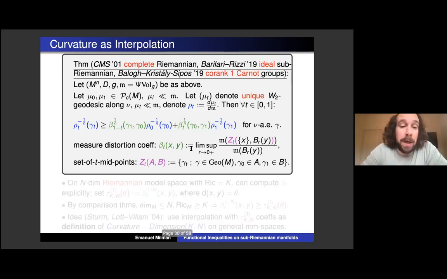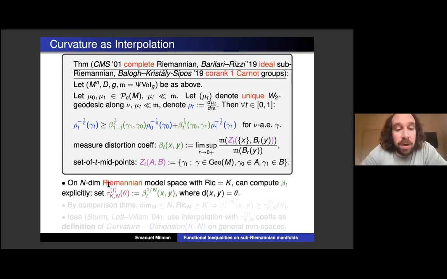Now, of course, if you're on an n-dimensional model Riemannian space with Ricci curvature equal to K, then when K is zero, I mean just flat Euclidean space. When K is positive, I mean the sphere. And when K is negative, I mean hyperbolic space. Then on these model spaces, of course, you can just make the computation. You can compute these beta t explicitly.